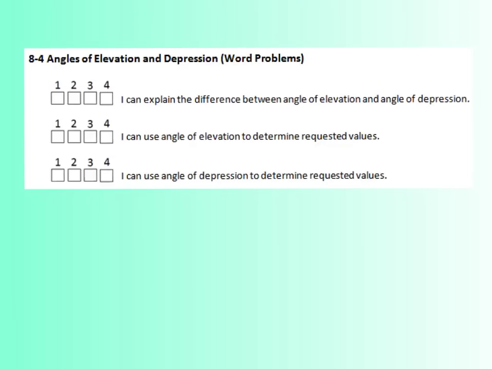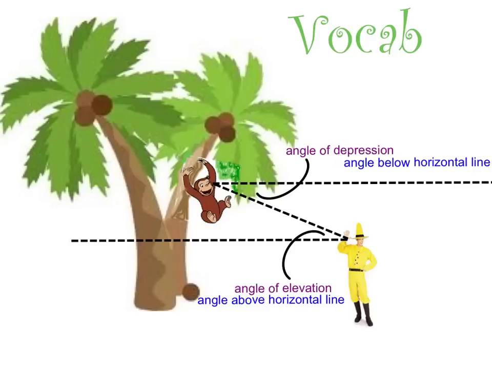The first thing we need to be able to do is explain the difference between angle of elevation and angle of depression. The second thing is use that to determine requested values, and we're going to be working with elevation and depression in order to do that. So the first thing we have to do is get some vocab down.